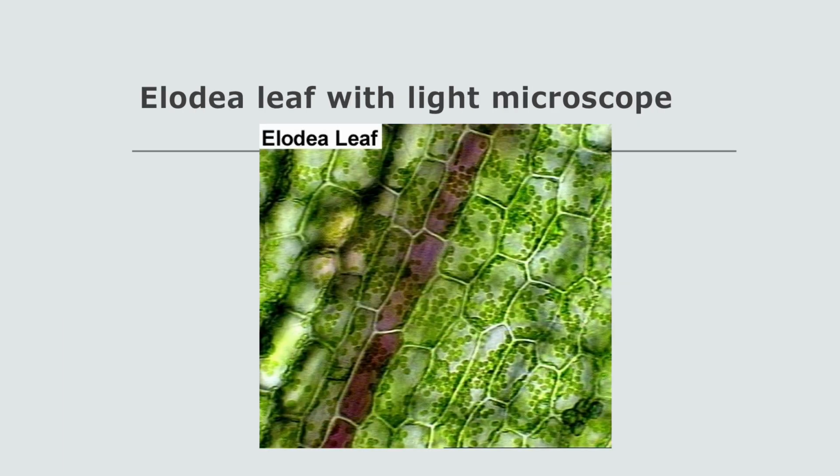This is an Elodea leaf that is looked at under a light microscope, just to give you an idea of what it looks like. An Elodea leaf, many of you are probably familiar with the green, some people would call it seaweed, but it's not, but the tall green plant that you would find in a fish tank, that is Elodea.